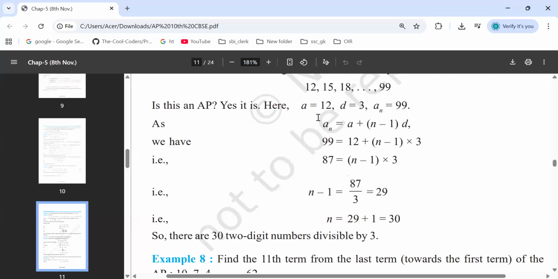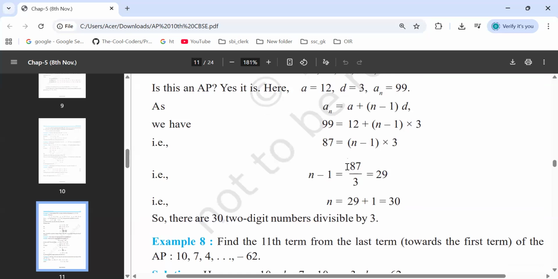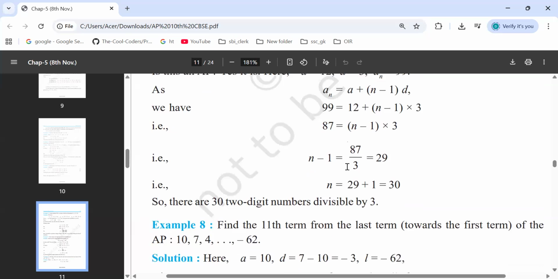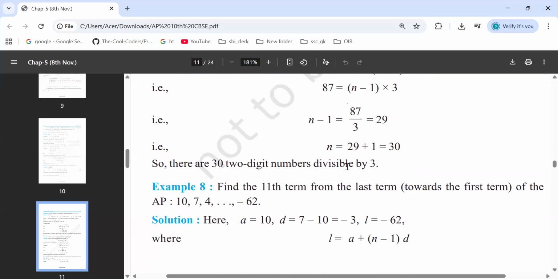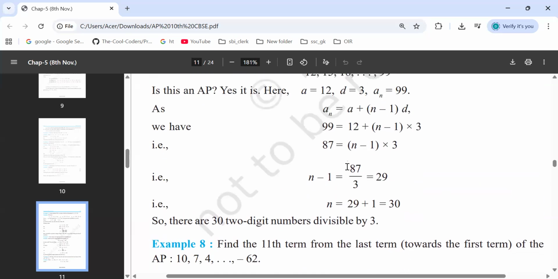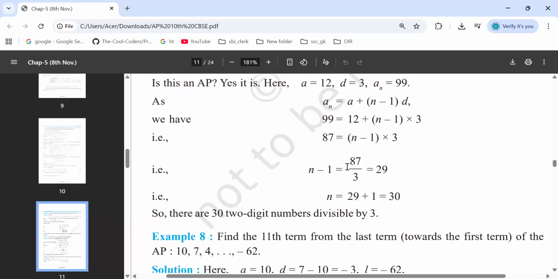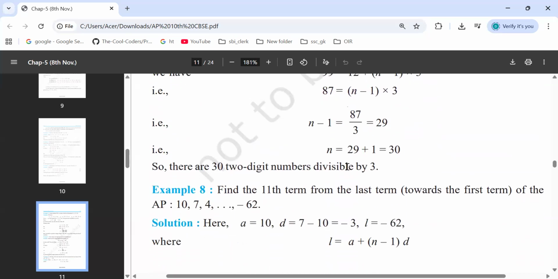So a equals 12, d equals 3, and an equals 99. We have to find the value of n. So 99 equals 12 plus n minus 1 into 3. 87 equals n minus 1 into 3. 87 upon 3 equals 29, plus 1 equals 30. That means the 30th number of this series will be equal to 99. So basically we have a total of 30 two-digit numbers which are divisible by 3.